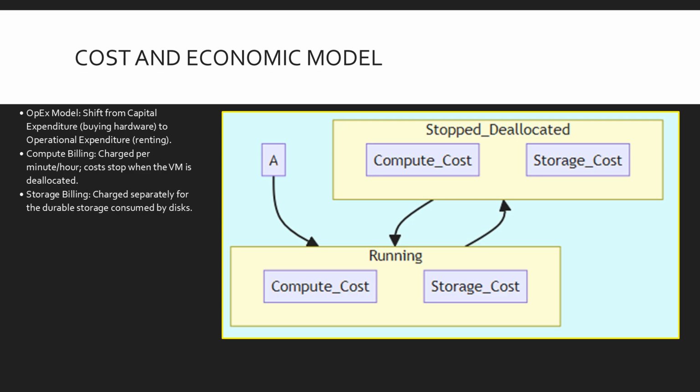This state diagram explains the billing logic. When the VM is in the running state, you incur both compute and storage costs. When you transition to stopped, deallocated, the compute cost is paused, saving you money, but the storage cost remains active because your data is still being preserved on the disk.